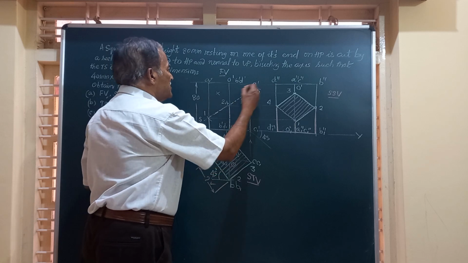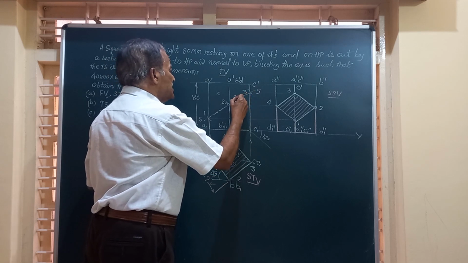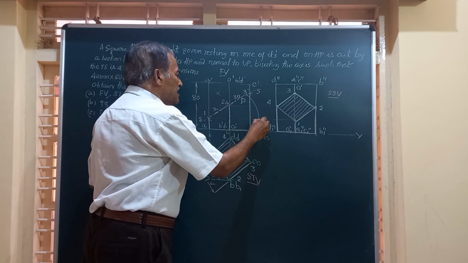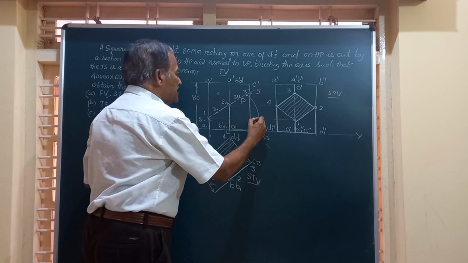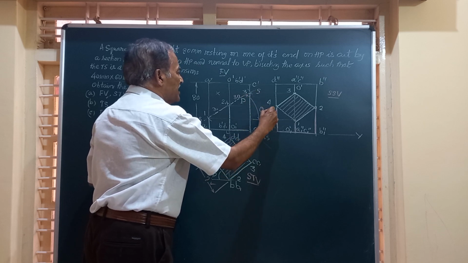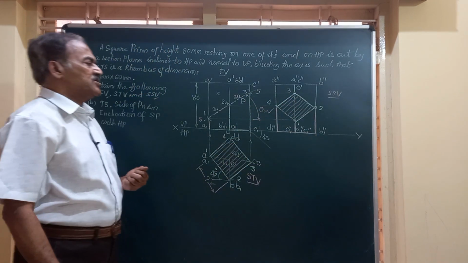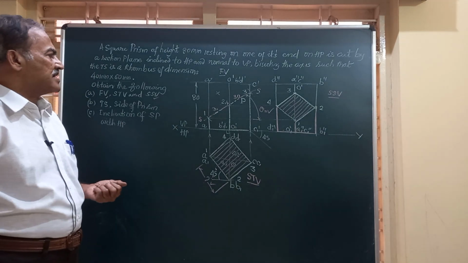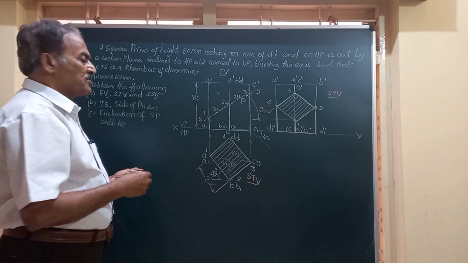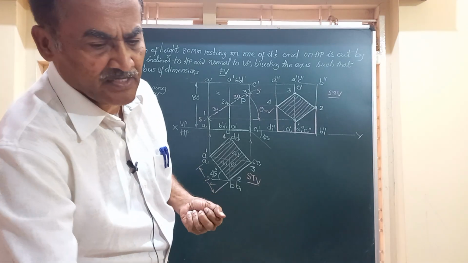Friends, you know this distance we have taken as 30 and this is taken as 30, and this angle with the horizontal will give you theta, the angle made by the line with the HP or with the XY. That can be measured. Finally, friends, we need to draw the true shape of the section.